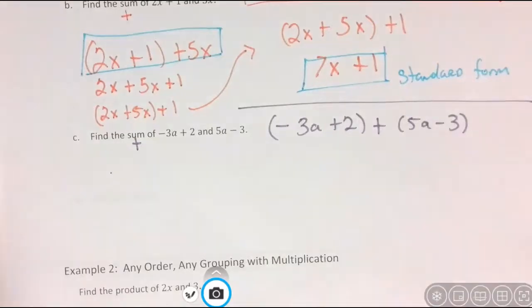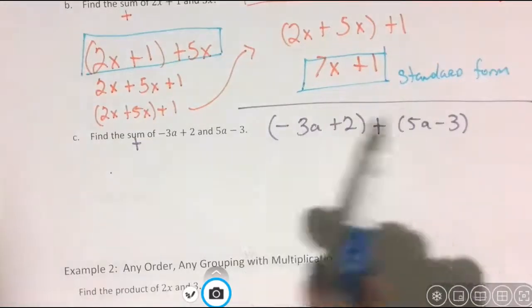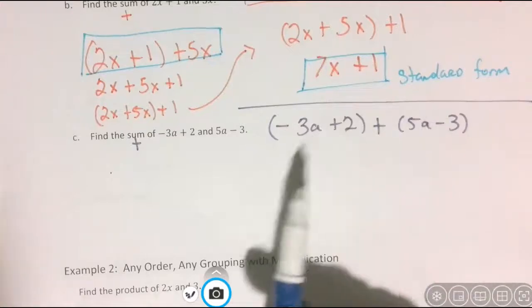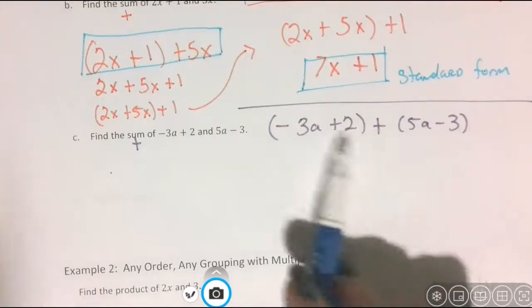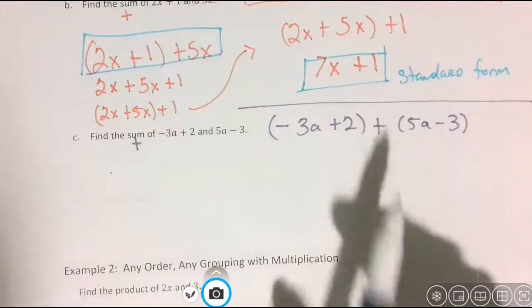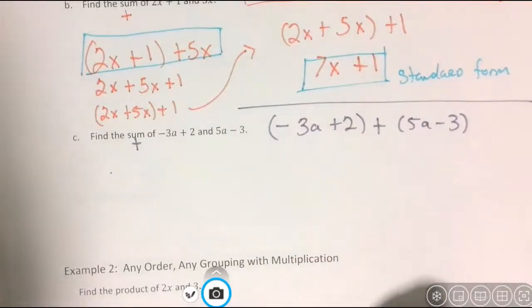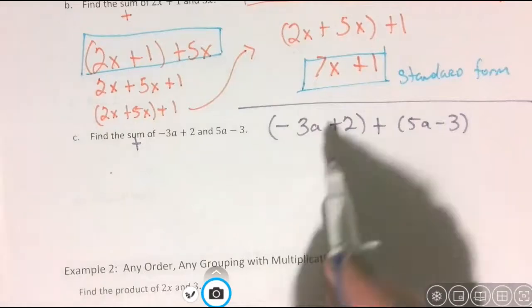So, first thing I want to do is move all of my a terms together. I'm going to group those together. Then we'll move all of my constants. That's what we call just numbers. We're going to put those all together. And then we'll combine our terms. So we're going to use some of our properties.